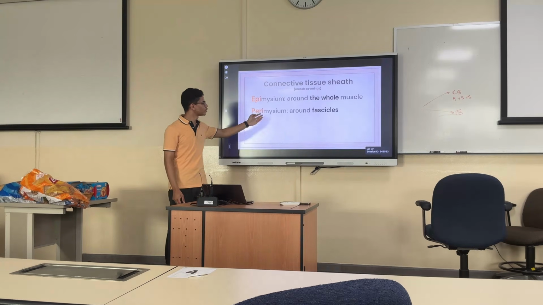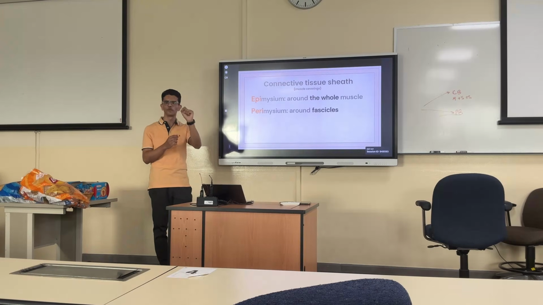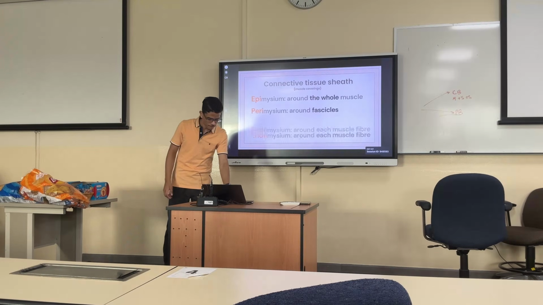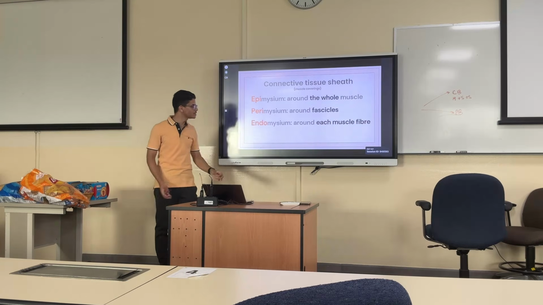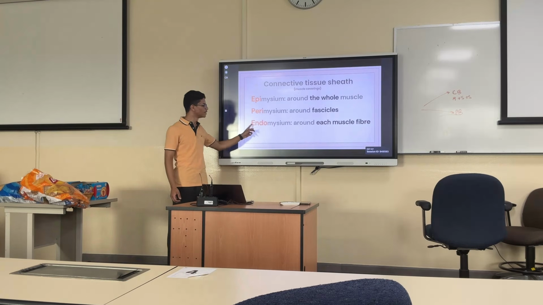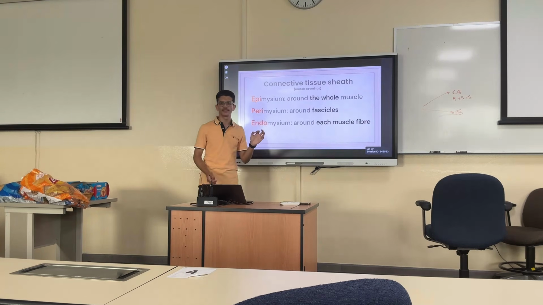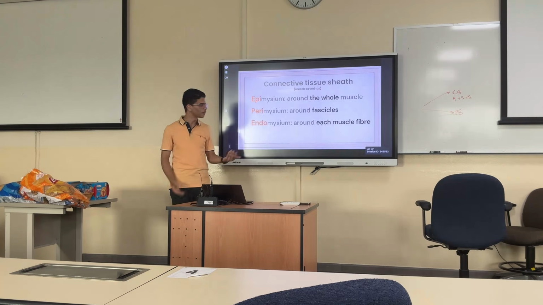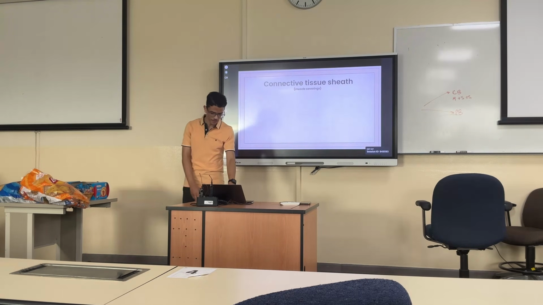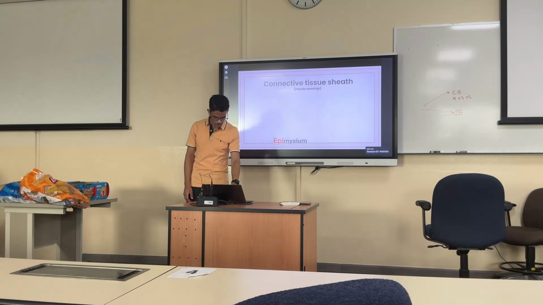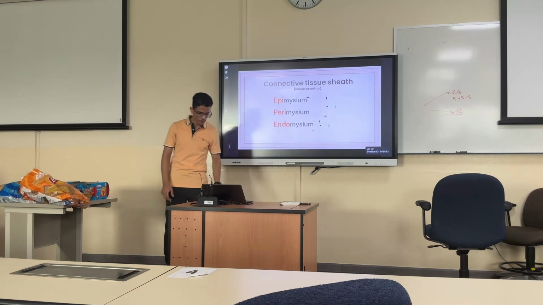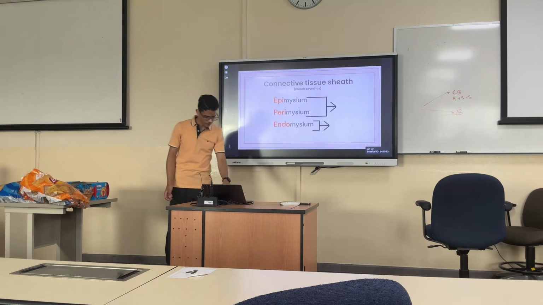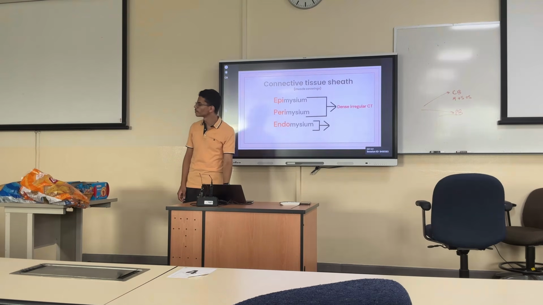So perimysium is around fascicles, and a fascicle is just a group of muscle cells or muscle fibers. And endomysium is the innermost layer around each single muscle fiber or each single muscle cell. They are both the same thing. Also, I found this info in the book. It's not required, but it's good to know.